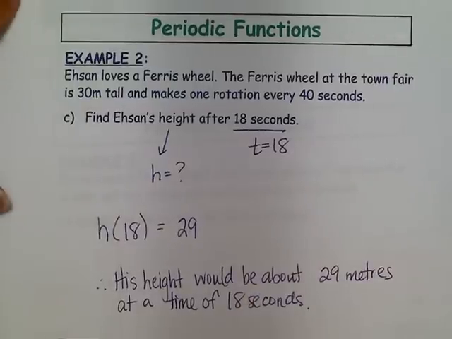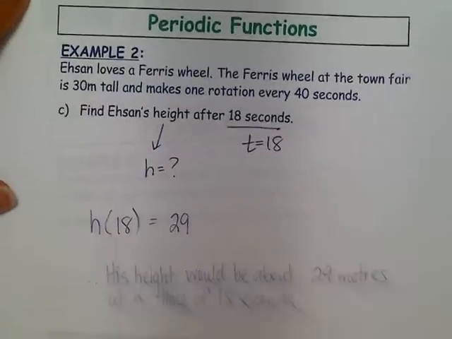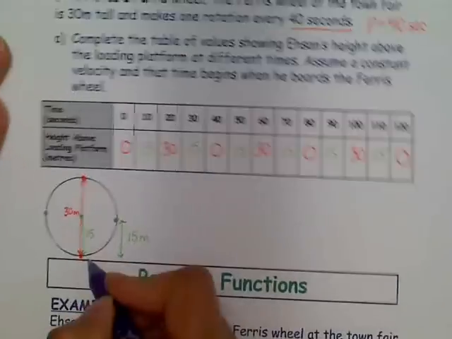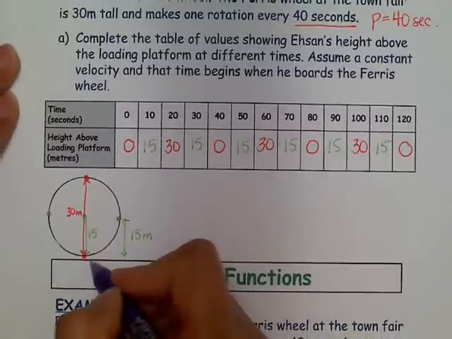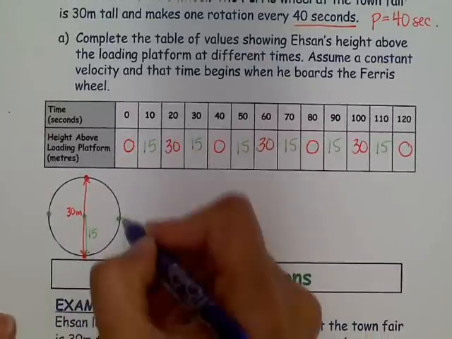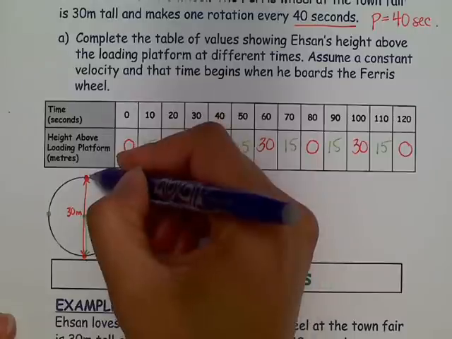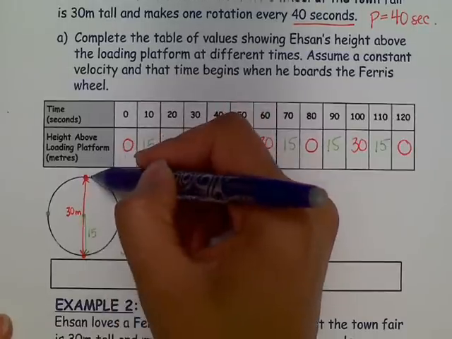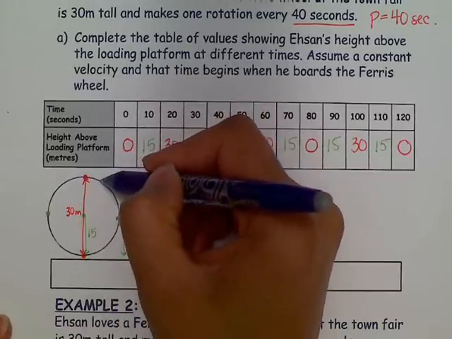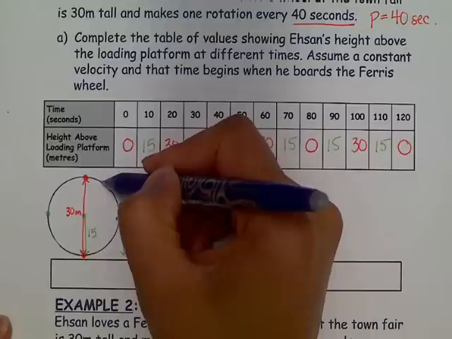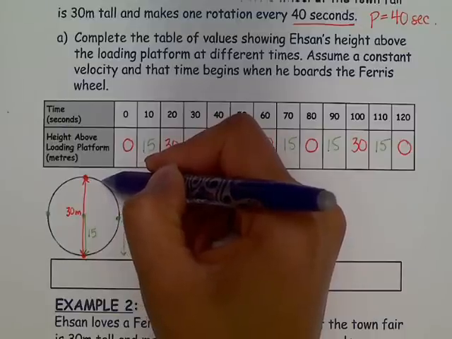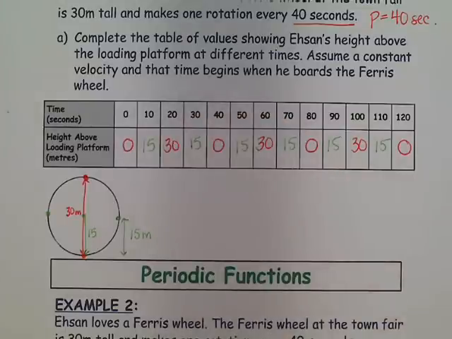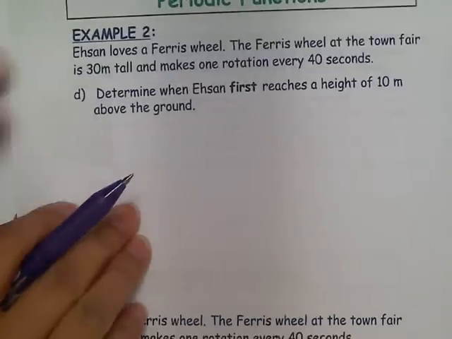And this sort of makes sense, and you can always check to make sure that your answer is reasonable. If you actually look at the Ferris wheel, remember what we talked about when we were looking at the Ferris wheel? This is 0. This is 10 seconds. This is 20 seconds. At 20 seconds, he's at about 30 meters. And 18 seconds is just before that. So he's at about 29 meters above the ground. So that answer does make sense.